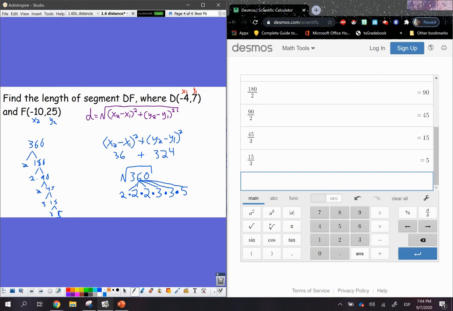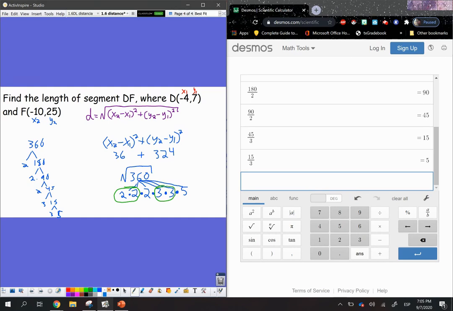So the next step in simplifying this is to find all of the pairs of numbers that I have. So I'm going to be circling those. And I have a pair of 2's here. Then I have a pair of 3's here. And that's all the pairs that I have.